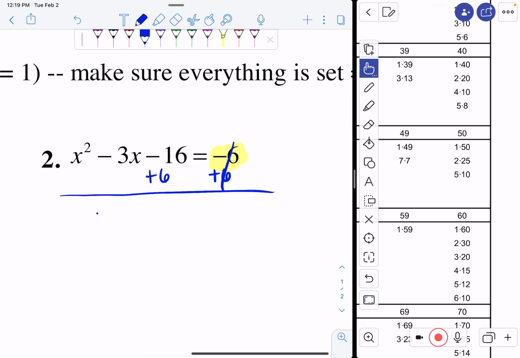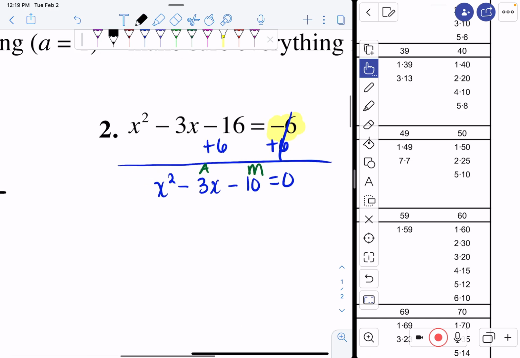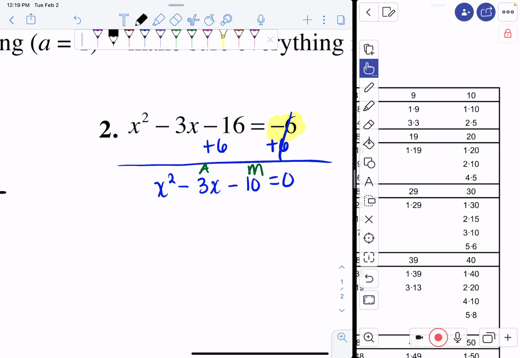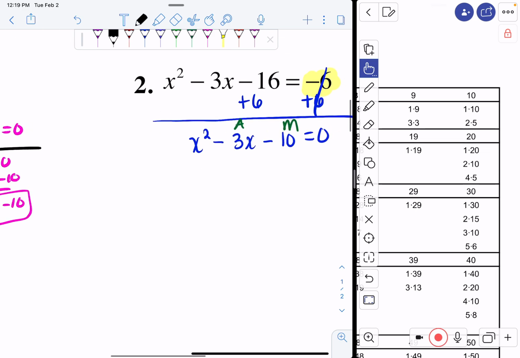So if I look, I get x squared minus 3x, negative 16 plus 6. If you don't know it, use a calculator. Don't use your phone calculator, use Desmos. I get a negative 10. And that's equal to 0. I want to find two numbers that add up to negative 3 and multiply to negative 10. So I'm going to go to my factor pairs for 10, and they are 1 and 10 and 2 and 5.